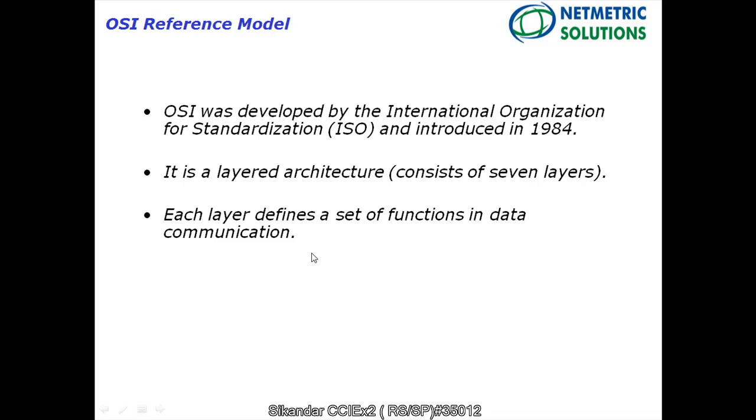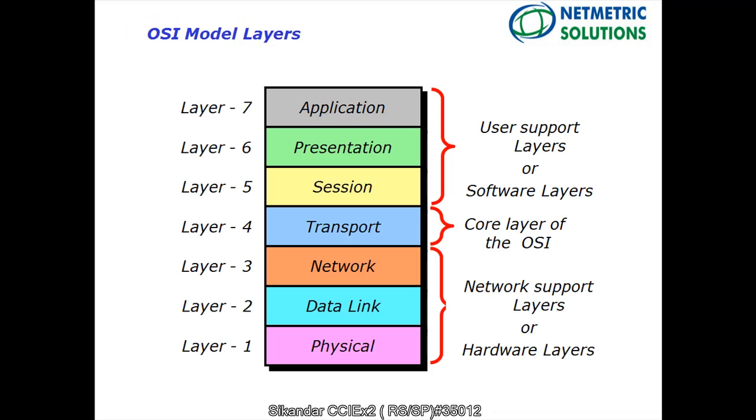It's a layered architecture which contains 7 layers. In that, these are the layers. You can see here I have the application layer. The first layer is the physical layer, then data link layer, network layer, transport layer, session, presentation, and application layer.